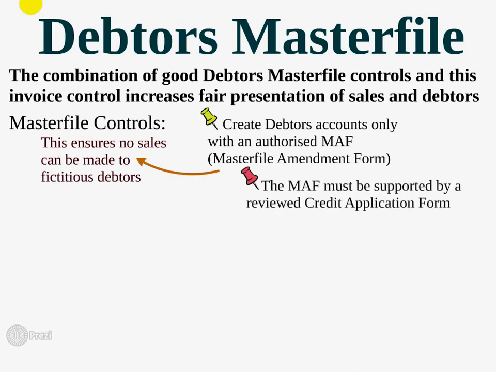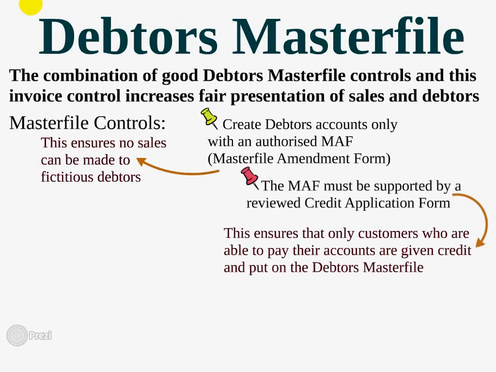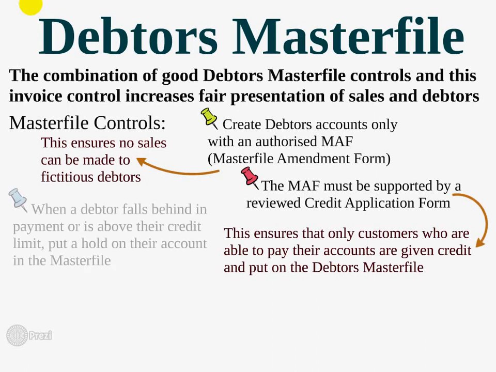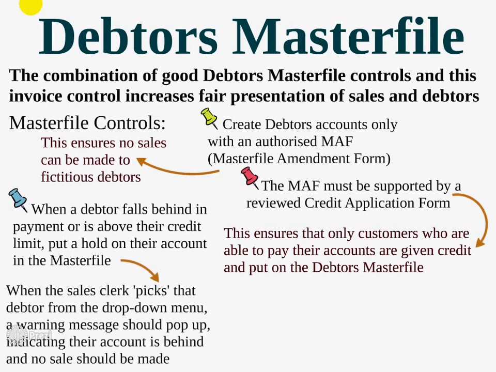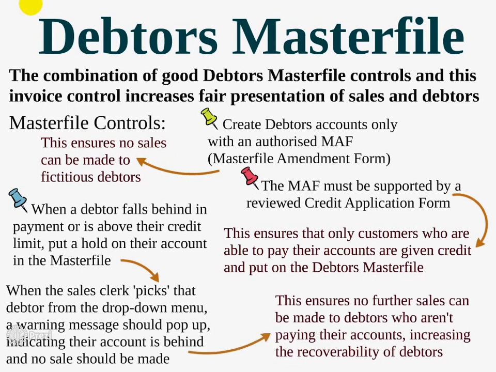The master file amendment form must be supported by a reviewed credits application form, which ensures that only customers who are able to pay their accounts are given credit and put on the debtor's master file. When a debtor falls behind in payment or is above their credit limit, put a hold on their account in the master file. When the sales clerk picks that debtor from the drop-down menu, a warning message should pop up indicating their account is behind and no sale should be made, which will ensure no further sales can be made to the debtors who aren't paying their accounts, increasing the recoverability of debtors.